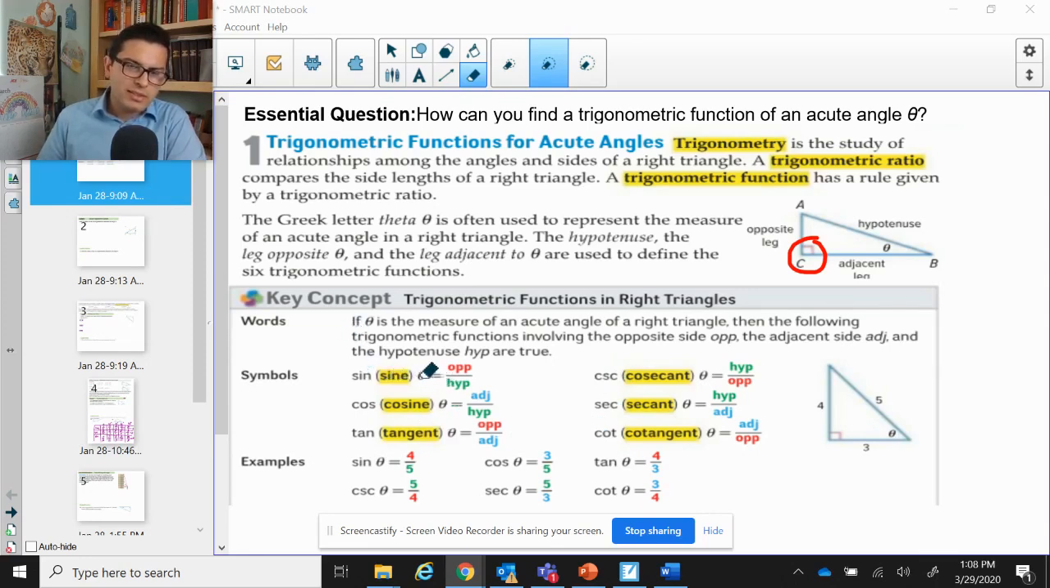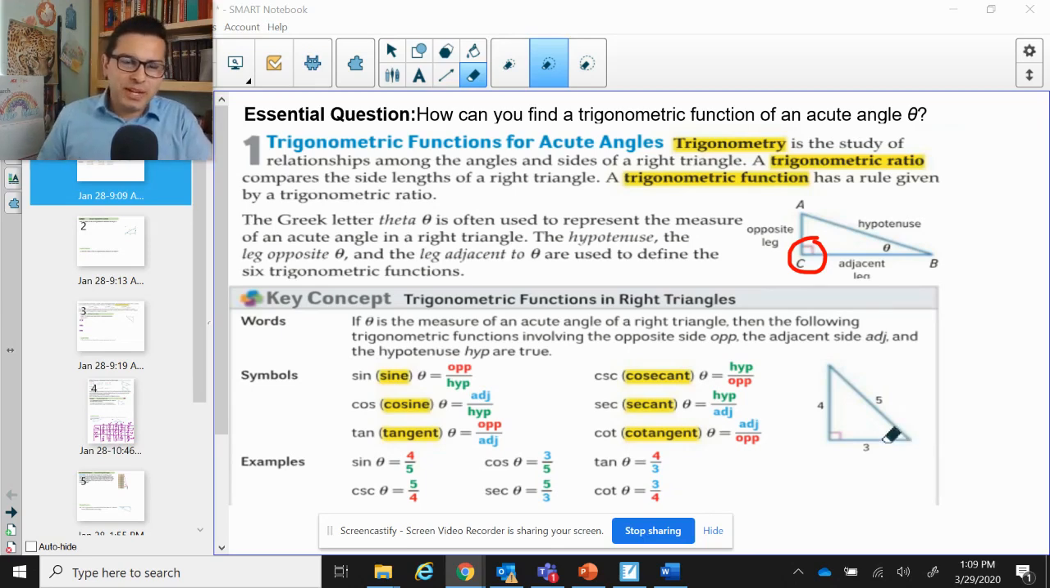Now, what is this theta, this symbol right here? That is telling us the angle that we are working on. So anytime you see theta, that just means whatever angle we are working on. For instance, if you look at this 3, 4, 5 right triangle, we have theta right over here. That means we're going to be working with this angle instead of this angle. So right now, the angle that we're talking about is this one right over here.